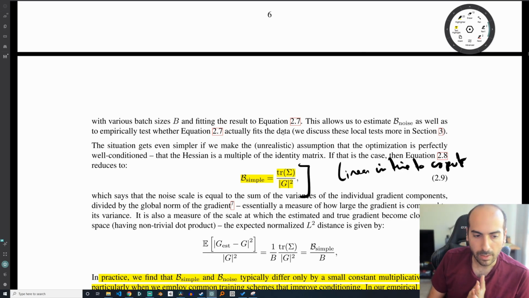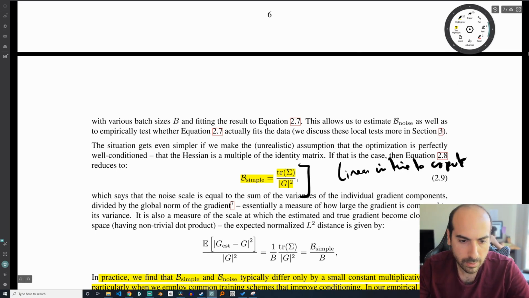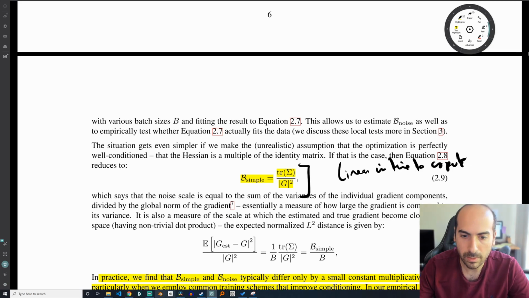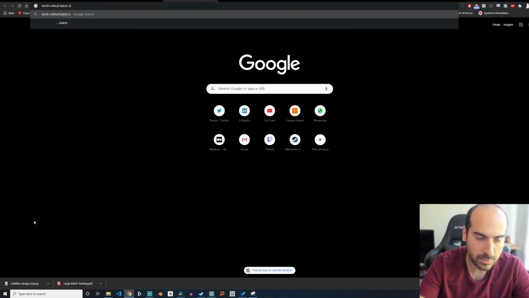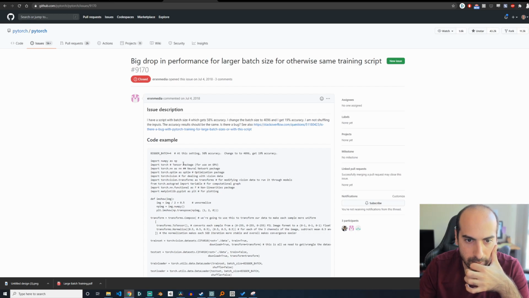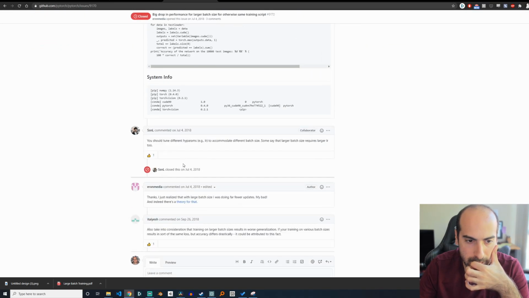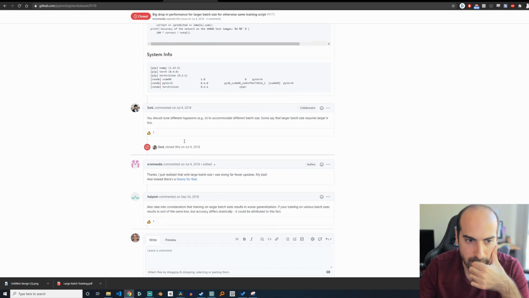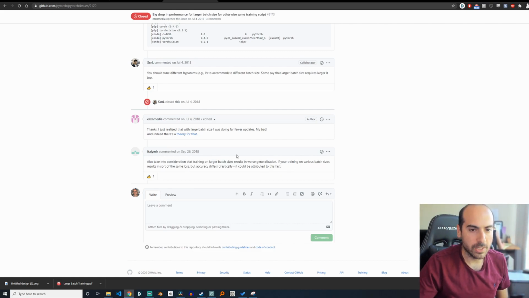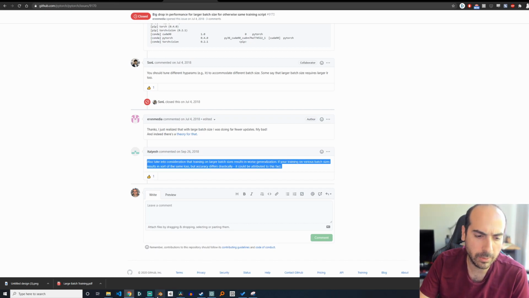And I think it would be nice if they had a library for this, like torch critical batch size. Interesting. So this is back to this point of generalization. It's unclear whether this is true. It may just need another empirical paper.